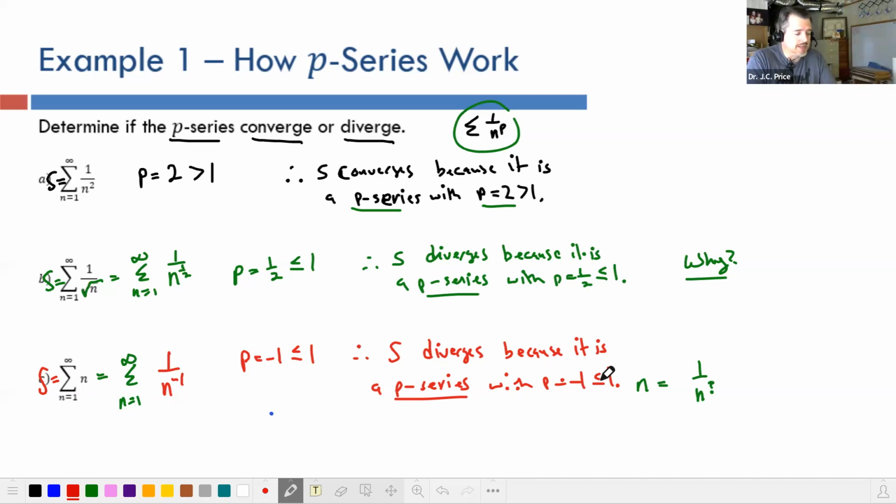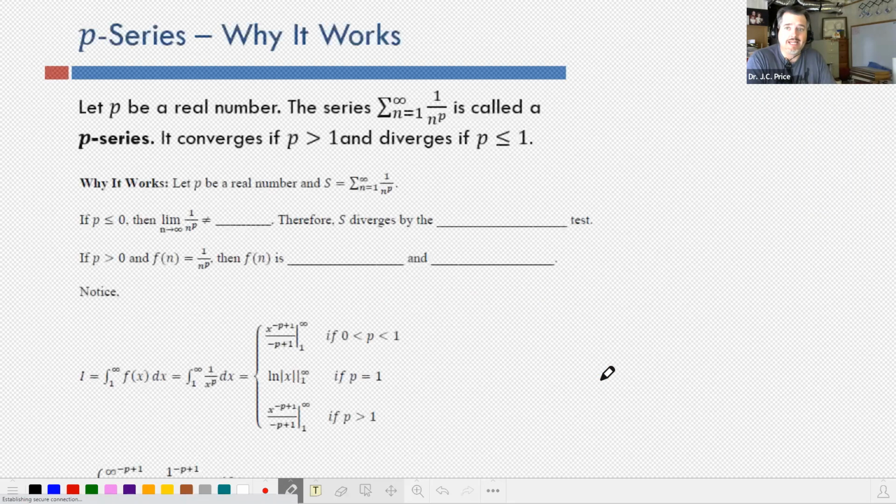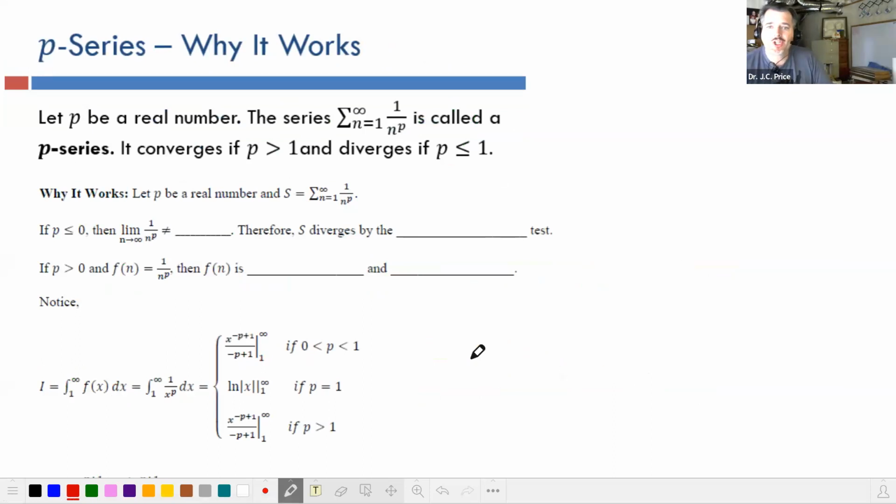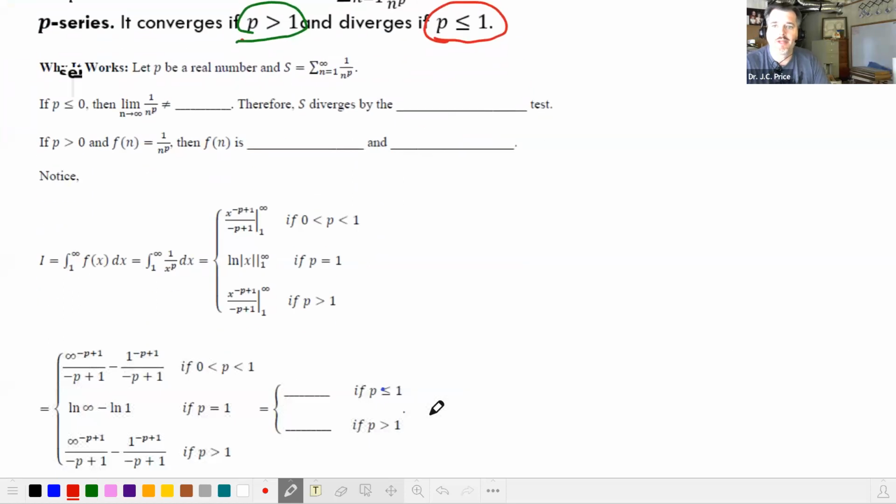Now, we have a little time left, so let's take a look at why this is the case. So why it actually works. Why when P is bigger than 1 do we get convergence? And why when P is less than or equal to 1 do we get divergence for our P-series? So let me come down here and we'll talk, and this will take some thought on your part. I just sketched the proof of this.